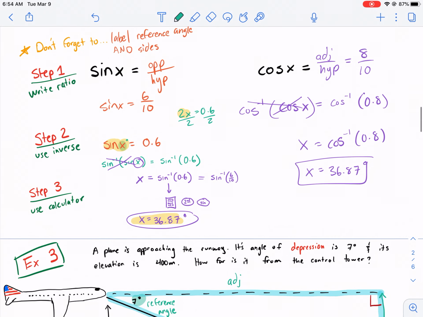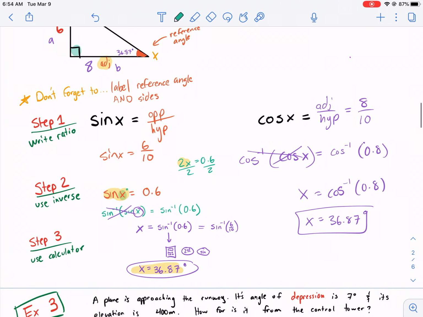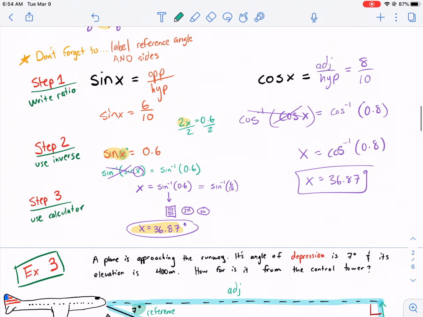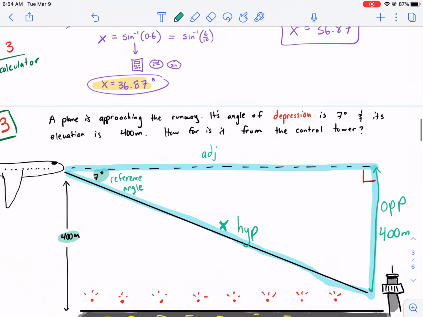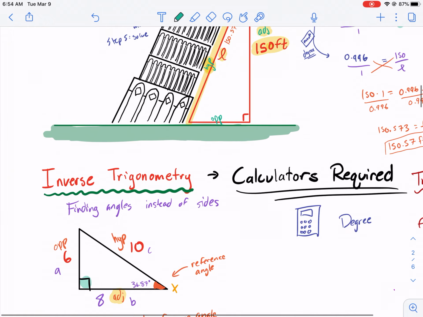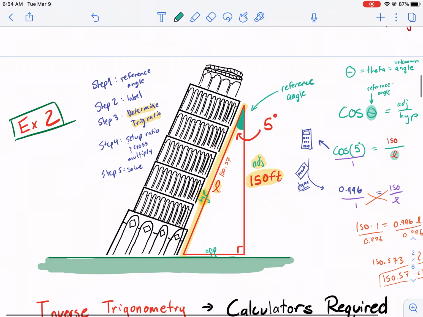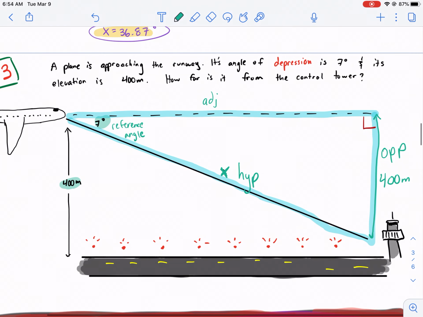Step 1, write the ratio. Okay, now I need to determine the ratio. So if you haven't determined the ratio, that's probably a step before that. So what ratio are we going to use? This is similar to when we did this problem in determining our trig ratio. So we need to determine our trig ratio here.